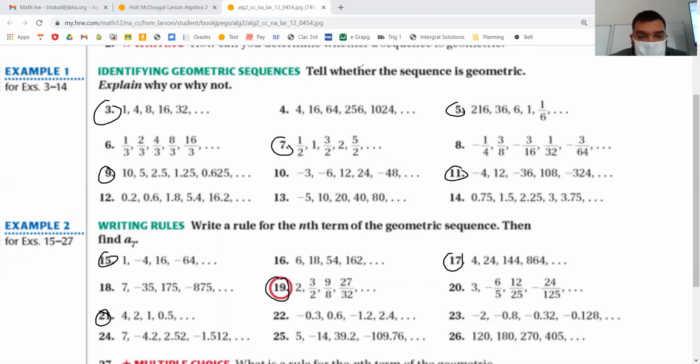So for the first set, you're just explaining geometric. If it is geometric, just tell me what the pattern is. If it's not geometric, prove to me what is causing it not to be geometric. Numbers 3 through 11. Mr. Tobal, for problem 3, I'm confused because it's always times 2, but 1 times 2 is 2. Okay, so what does that indicate then? It's not consistent in this case.